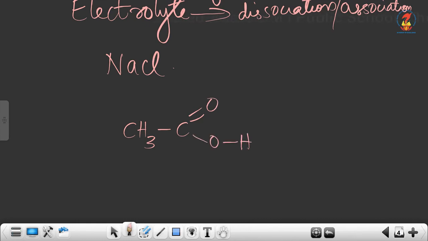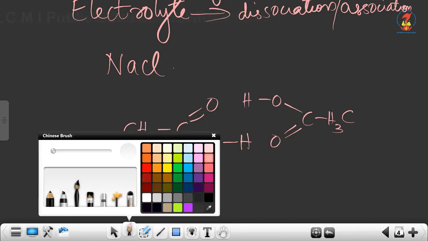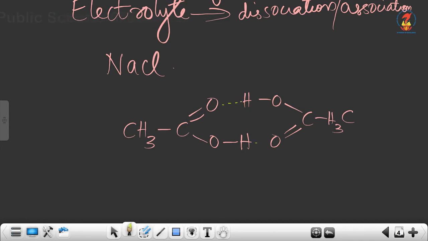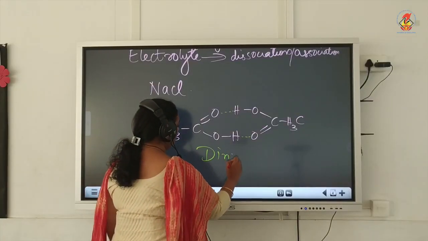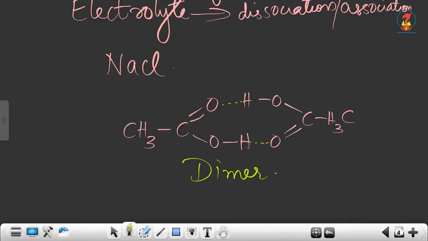CH3COOH. This is one acetic acid molecule. Now, the second acetic acid molecule is CH3COOH. The hydrogen bond is between the OH of one acetic acid and the CO of the other, and the CO of the first acetic acid and the OH of the other. So this is our dimer: acetic acid existing as a dimer in benzene. Here you can see, in this case we have association.